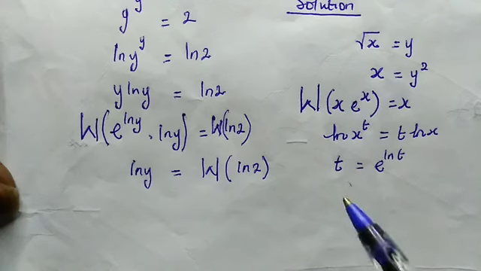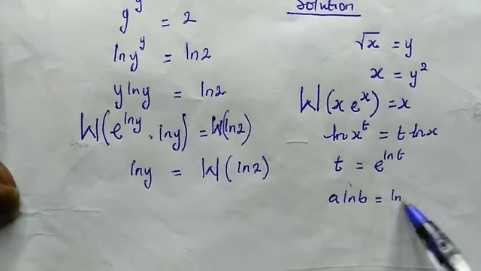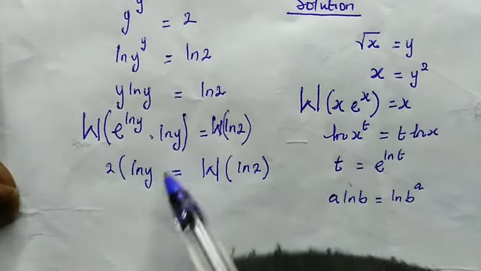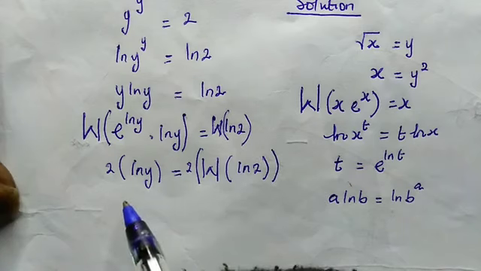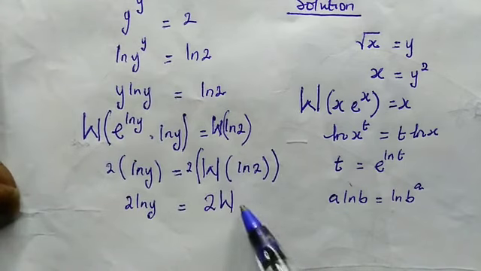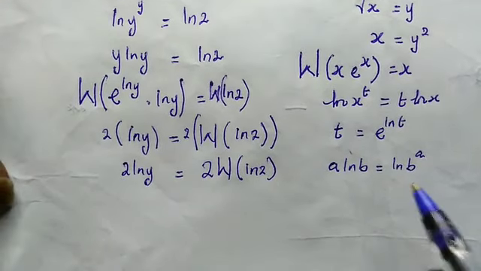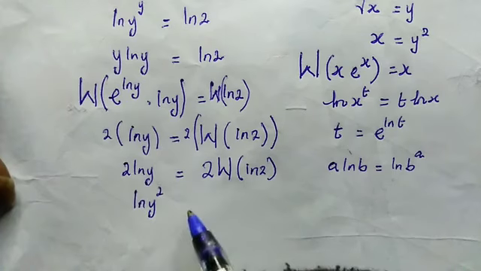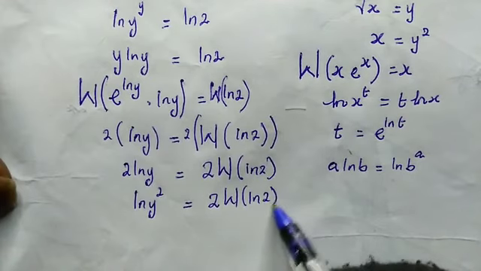So what do we do? For the fact we know that a times the natural log of b is the same as the natural log of b to the power of a. What if I multiply both sides of this equation by 2? We can see from the left we have 2 times the natural log of y. This is equal to 2 times the W of the natural logarithm of 2. And with this property here, this becomes the natural log of y squared. This is equal to 2 times the W of the natural logarithm of 2.